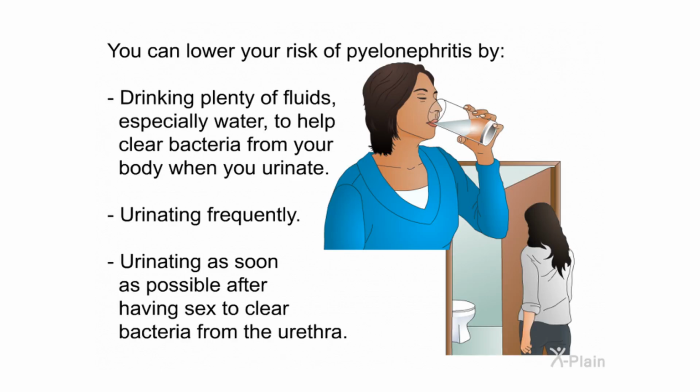Prevention. You can lower your risk for pyelonephritis by drinking plenty of fluids, especially water, to help clear bacteria from your body when you urinate. Urinating frequently. Urinating as soon as possible after having sex to clear bacteria from the urethra.